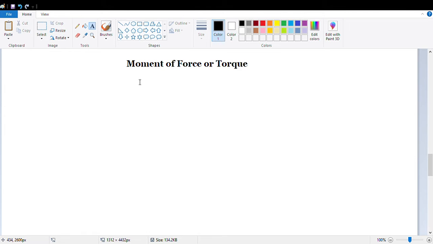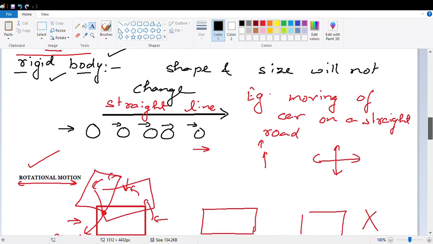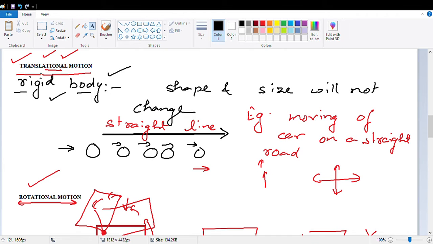Today I am going to discuss with you the topic moment of force or torque. But before starting it, let's take a quick recall. In my previous video, I told you about the types of motion that are produced due to the application of force. First was translational motion, which is when a body is applied by a force, then the body starts to move in a straight line. So this kind of motion is called translational motion or linear motion.